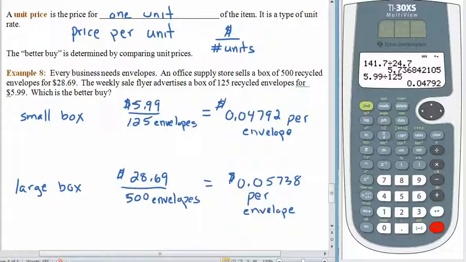And hopefully you came up with the same thing that I did, starting with the $28.69 in the numerator, dividing by 500 envelopes in the denominator, and this comes out to be $0.05738 per envelope. So if you needed a bunch of envelopes, this is the week when you should buy several small boxes instead of a few big boxes. And we will label this sale the better buy, because it has the lower unit price.